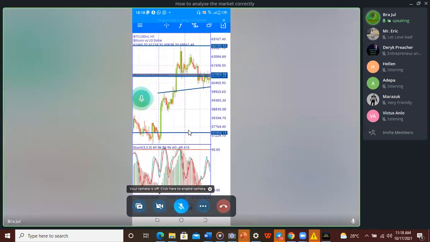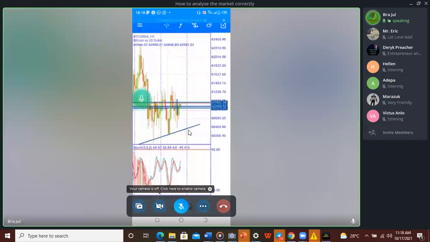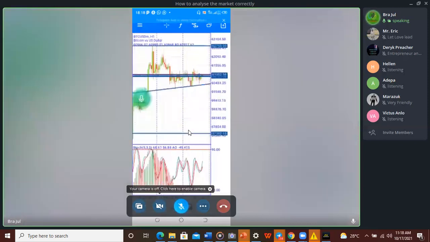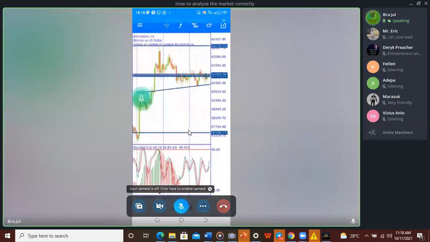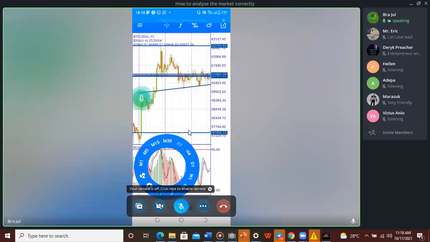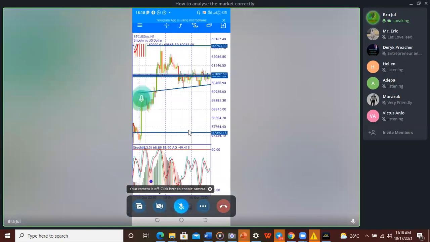Now, when you see how the market is right now, it's telling you that the market is very strong. Looking at the awesome oscillator, look at the nature of the awesome oscillator.